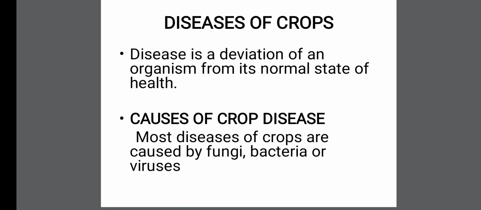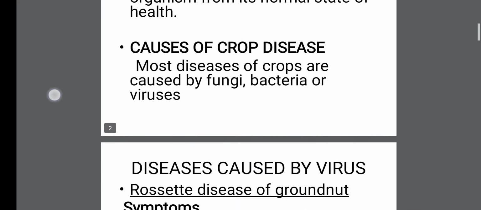Disease is a deviation of an organism from its normal state of health. Causes of crop diseases: most diseases of crops are caused by fungi, bacteria, or viruses.